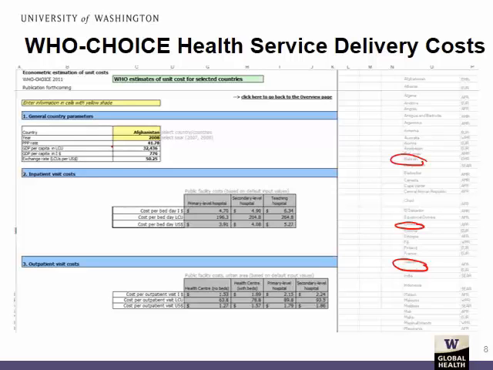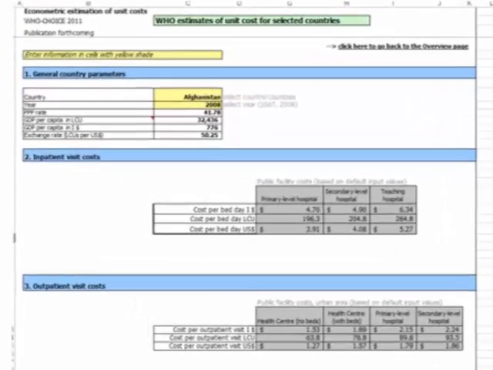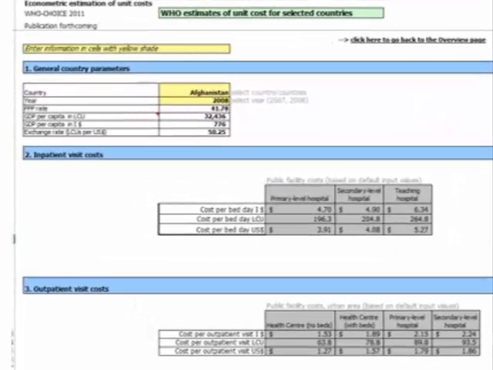And it turns out that for public facilities in Afghanistan, the cost per bed day in a primary level hospital is $4.7. In a secondary hospital, it's $4.9. In a teaching hospital, it's about $6.3. And this is in international dollars. The cost is given in local currency and then also given in US dollars. So you have 3 estimates: international dollars, local currency, and US dollars. So you can choose whichever you want to do.